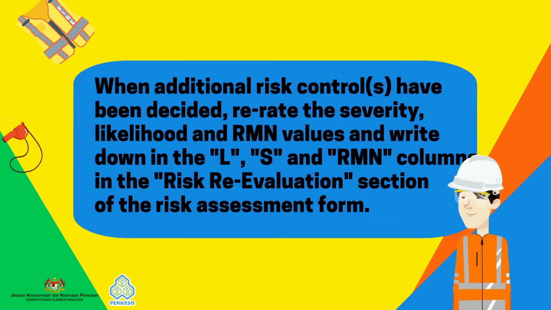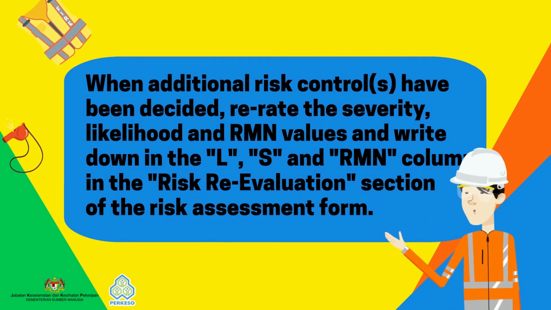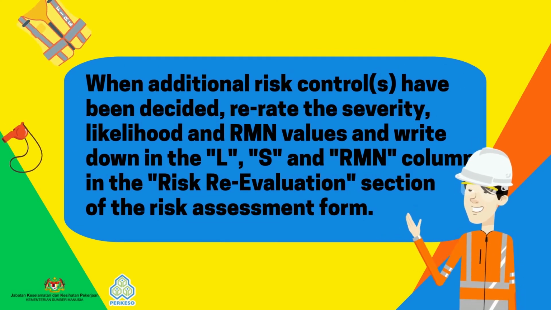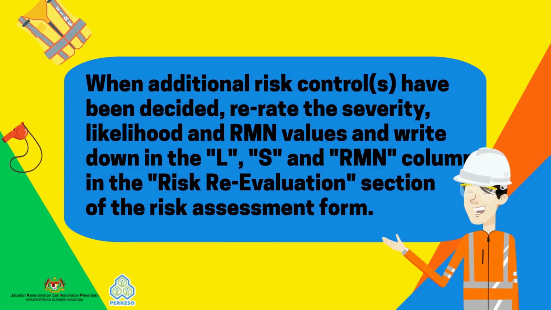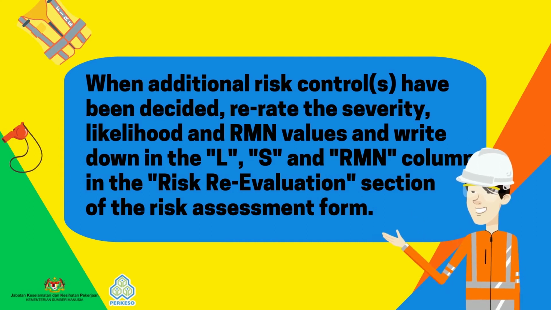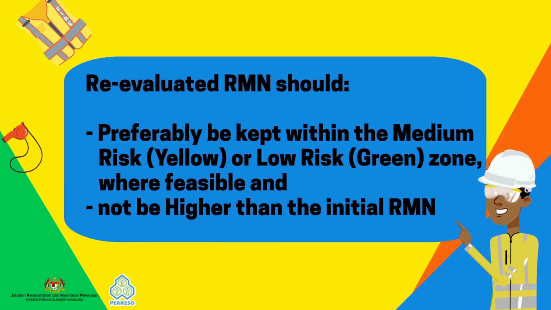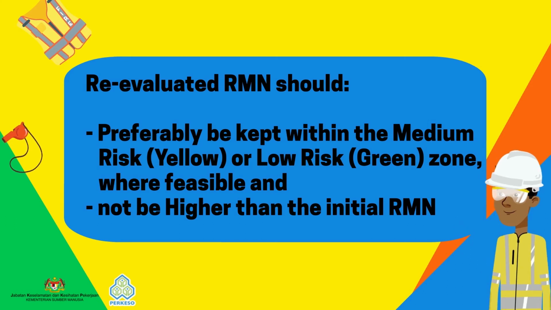Fourth and last, risk re-evaluation with additional risk controls. When additional risk controls have been decided, re-rate the severity, likelihood and RMN values and write them down in the L, S and RMN columns in the risk re-evaluation section of the risk assessment form. The re-evaluated RMN should preferably be kept within the medium risk, yellow, or low risk, green zone, where feasible, and not be higher than the initial RMN.